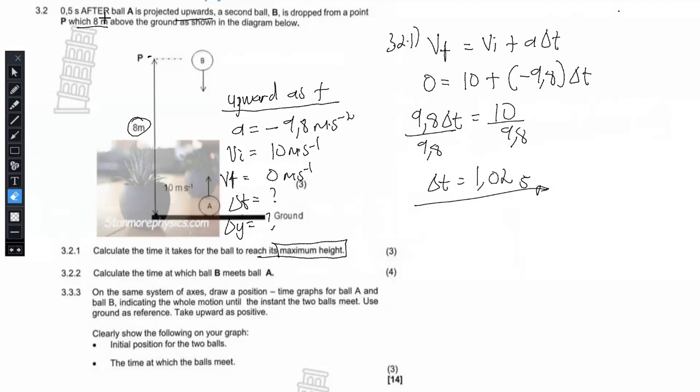Okay, so 3.2.2 says calculate the time at which ball B meets ball A. The time at which ball A meets ball B, right? So now when it comes to this, let's understand. Now we want the time, right? We are looking for the time t where ball B will meet ball A.